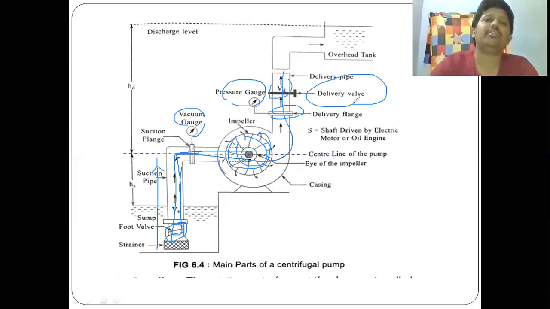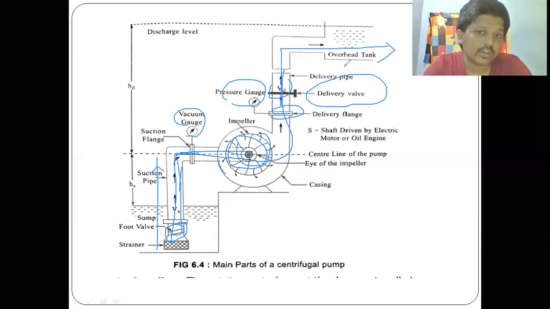By opening the delivery valve, you will let the water flow into the delivery tank. This is exactly what is happening. But to drive this, we need a shaft, because to rotate this and to have a centrifugal force, we need a shaft motor driven by an oil engine.